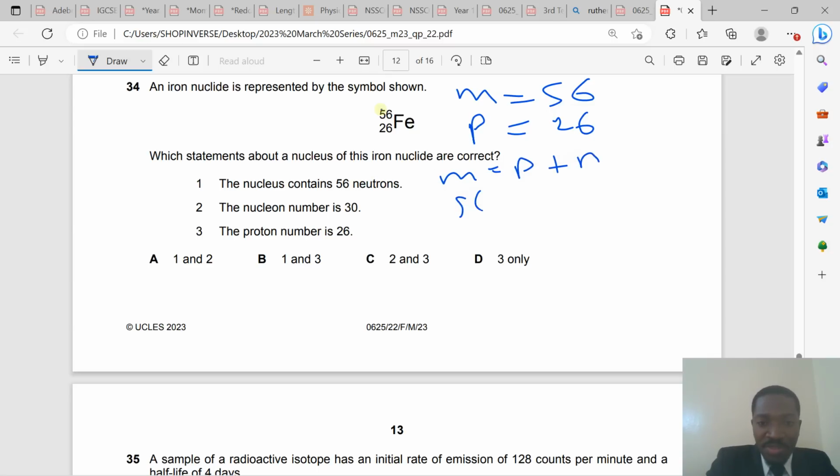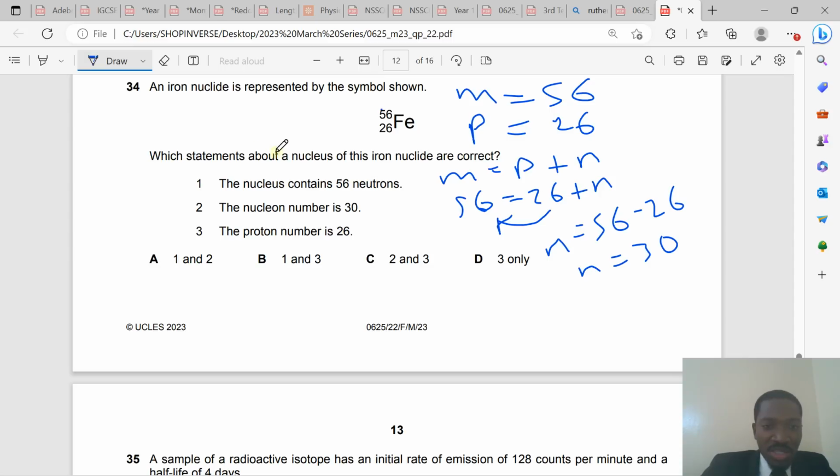Since the mass number is 56, the number of protons is 26. How do you get the number of neutrons? Mass number is 56, number of protons is 26. The number of neutrons we do not know. Move this to the other side. So the number of neutrons will be 56 minus 26. That means the number of neutrons will be 30.